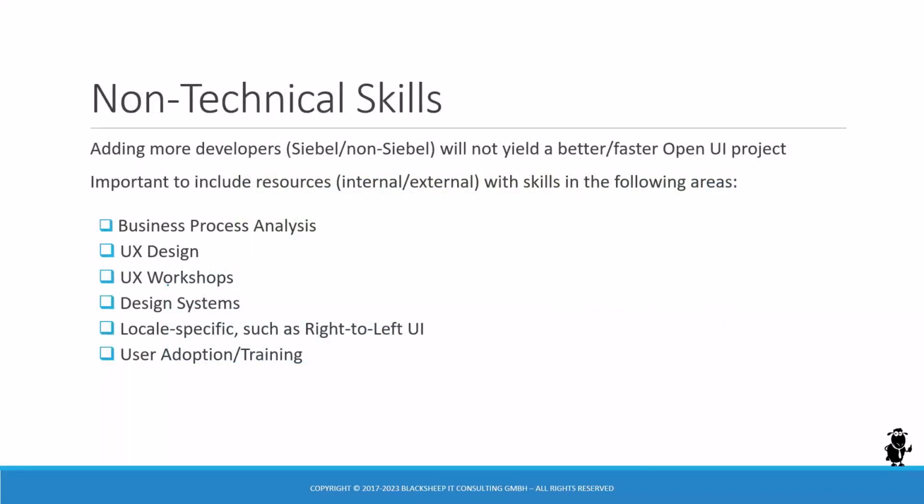We talked a lot about technical skills. Let's talk about non-technical skills. So is it wise to add more developers if your project goes down the drain? That's unwise, of course. Adding more resources always prolongs the project, makes it more complex. It will not yield a better or faster project if you just panic and add more developers. It's important to include resources from the start with soft skills, let's say business process analysis. You need to understand the business process, otherwise you cannot go into UX design or UX workshops.